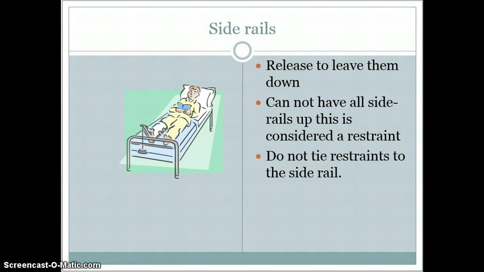If we've given a pre-op med, we've given them their Demerol before surgery, we need to have those side rails up legally. If we have all 4 side rails up, it is considered a restraint. So what we typically do is have 3 of the side rails up and then push the bedside table on the side that has the side rail that's down. We never want to tie restraints to the side rail, because if you put the side rail down, obviously it's going to change the position of that restraint.